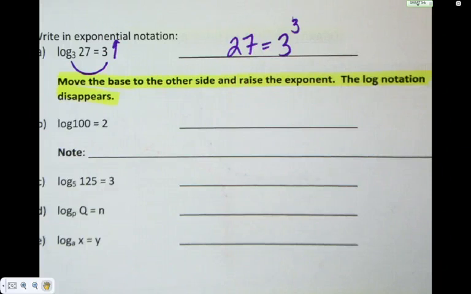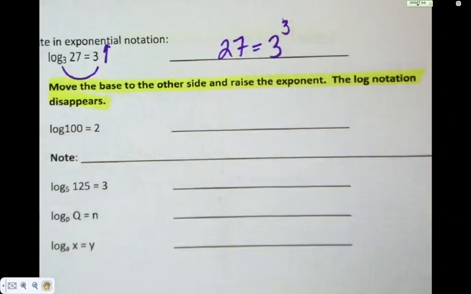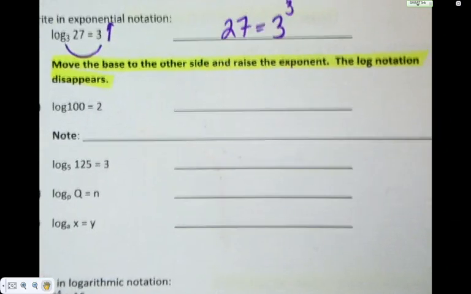But 3 squared doesn't equal 27. 3 cubed has to equal 27. Yeah, so if you put it the other way, that's fine. If you have 3 cubed equals, that's fine.